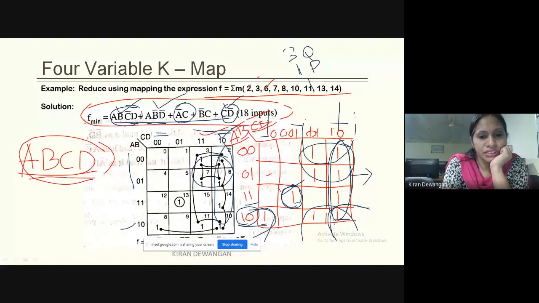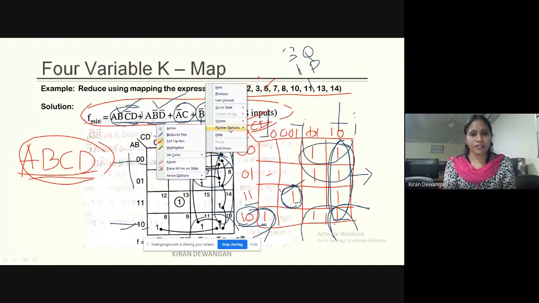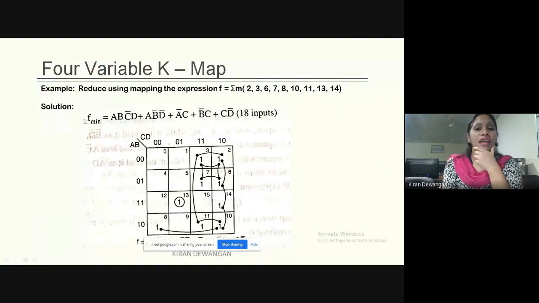Now let us see this quad. What is common? Here and here, it is B bar. B bar is common. B is 0. And what is common in these two? It is C. So it is B bar C. Okay? So this is how it's going to be. Is this concept clear to everyone? How we have formed quads and how we have written their expressions.